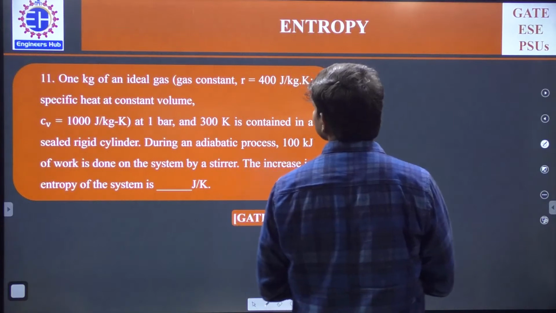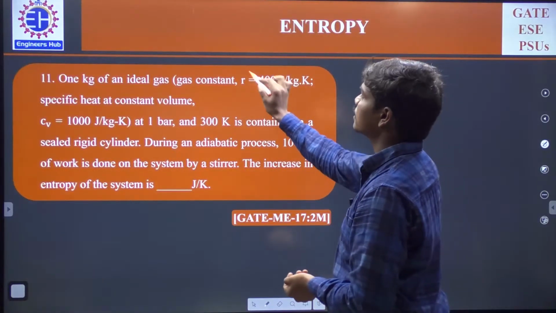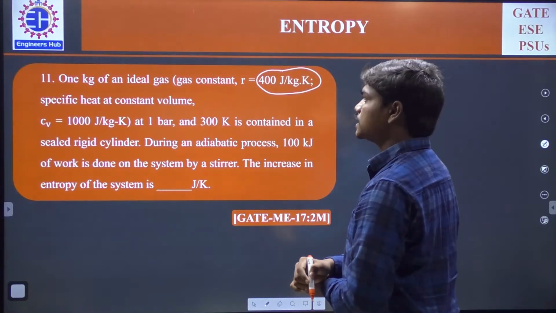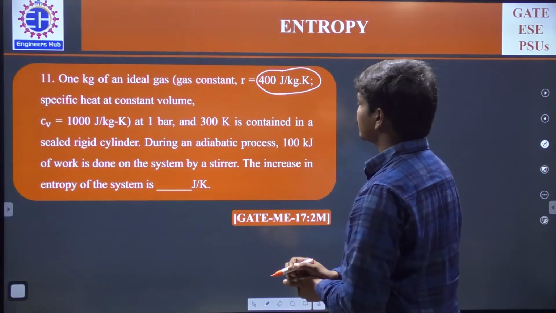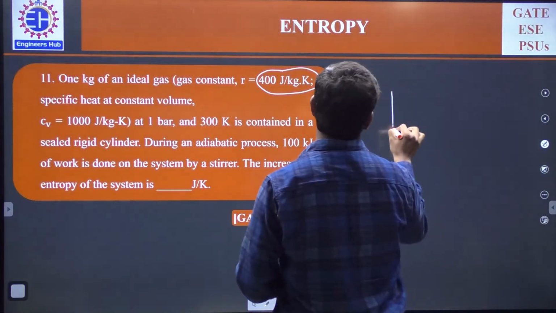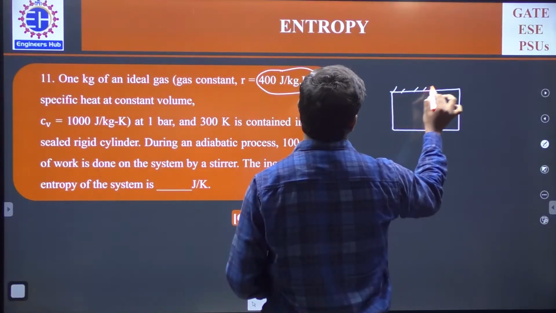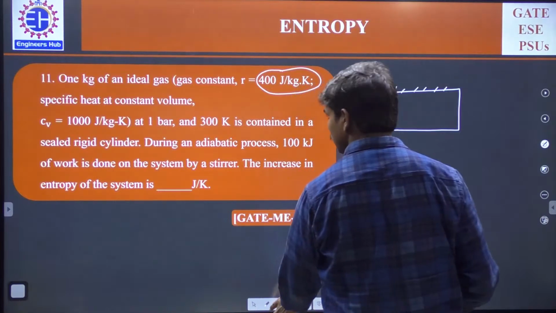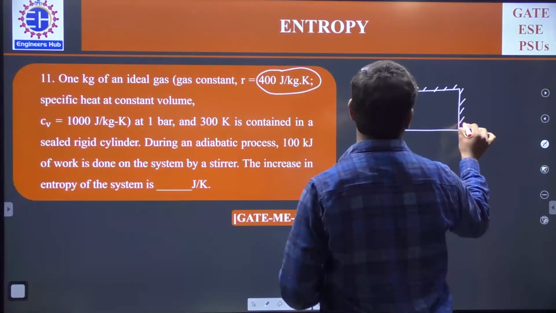1 kg of ideal gas with constant R equal to 400 joule per kg Kelvin. It is a specific gas constant because the units are in joule per kg Kelvin. Specific heat at constant volume is 1000, at 1 bar and 300 K, contained in a sealed rigid cylinder. Let us suppose it's not adiabatic. An adiabatic process is given, so let us keep this drawing like this.